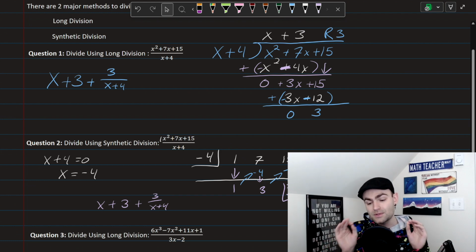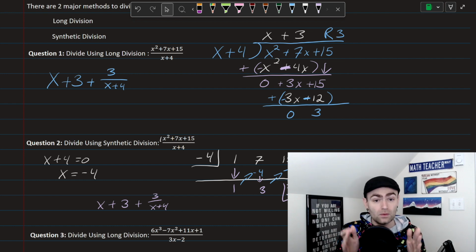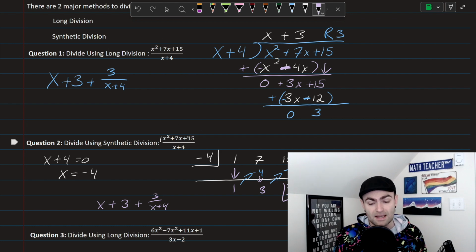Now, here's another thing to note. We had all of our terms for both of these. So if we start with the quadratic, we have the quadratic term, the linear term, and the constant term. Same thing here. If we're ever missing one, you have to make sure that you write that term with a 0 next to it.